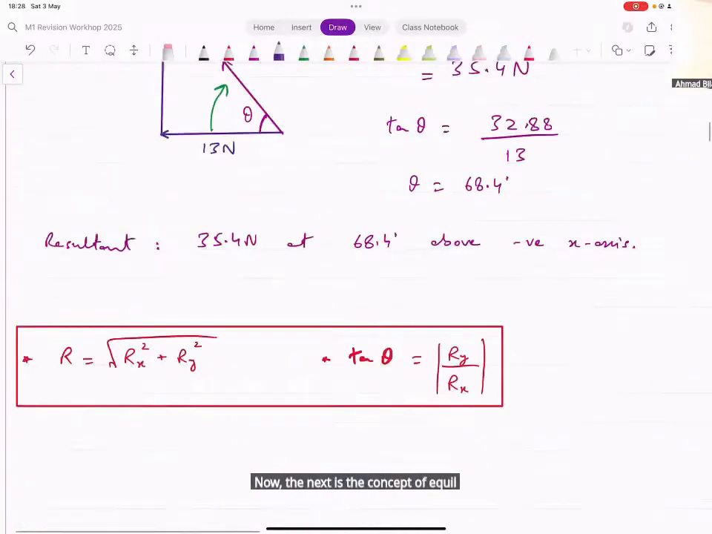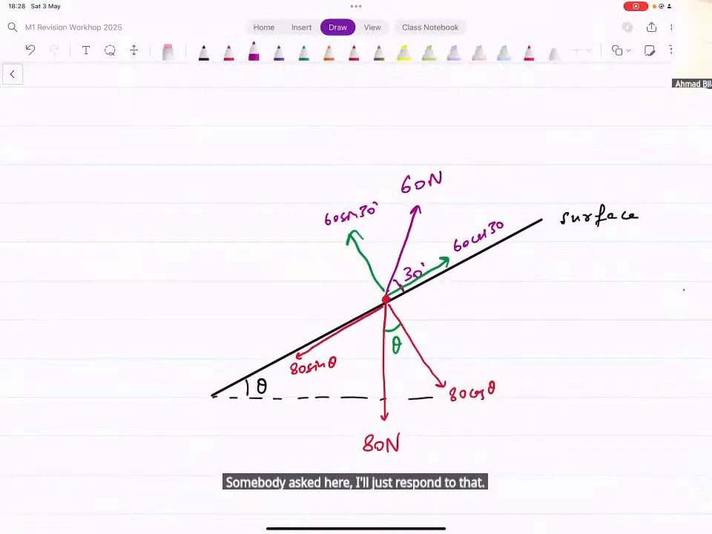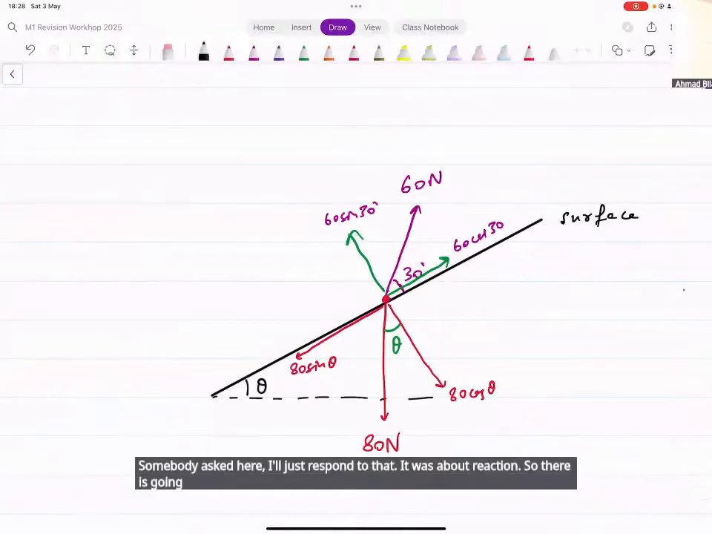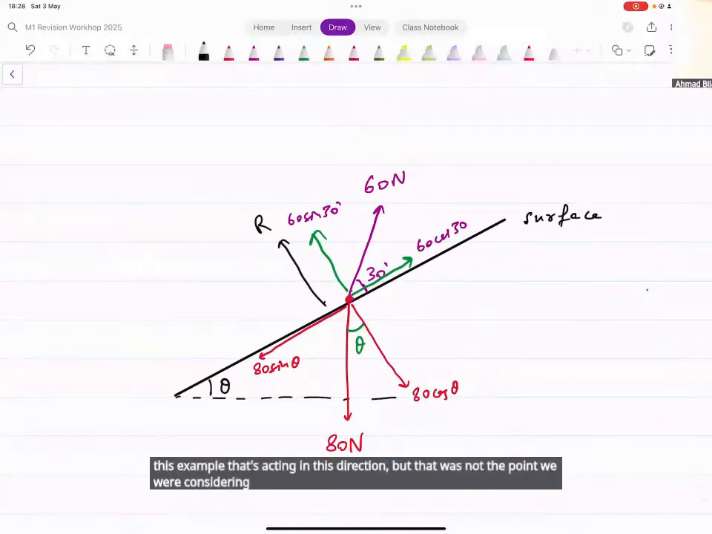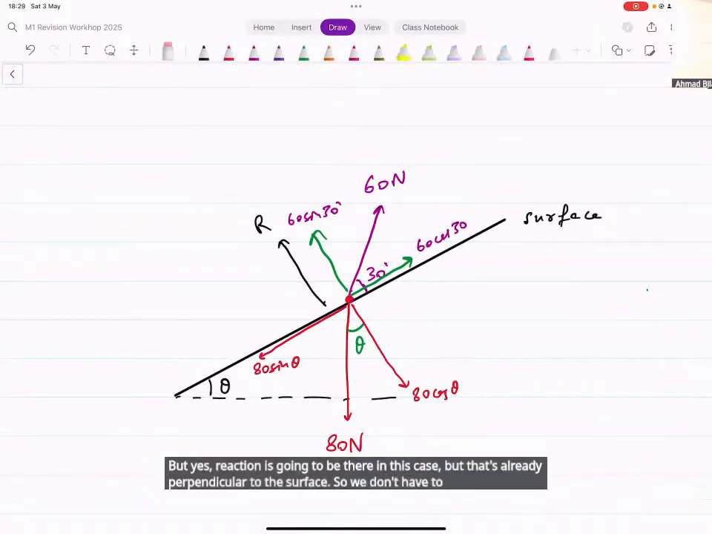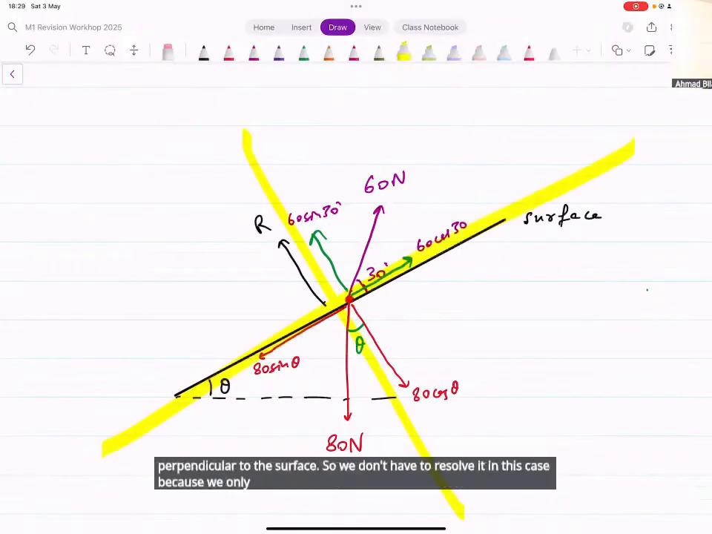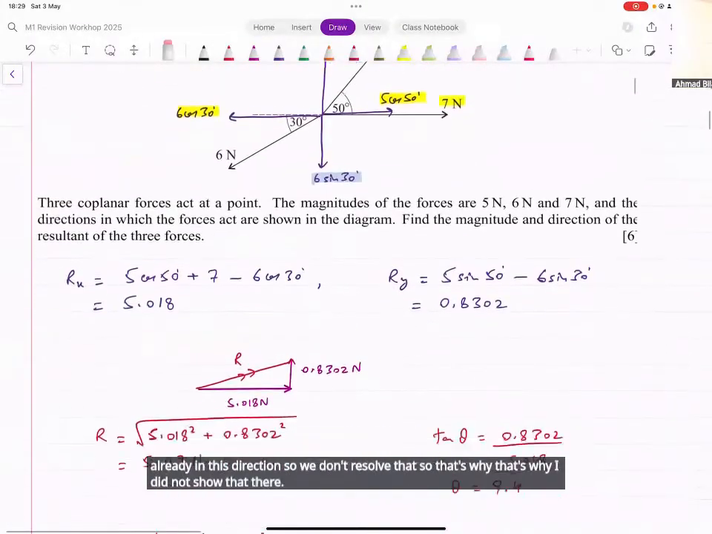Now, before we do that, just a quick question that somebody asked here, so I'll just respond to that. So it was about reaction. So there is going to be reaction in this case as well, yes. So we would have reaction in this example that's acting in this direction, but that was not the point. We were considering how to resolve forces. So this is how we resolve the 60 Newton force, this is how we resolve the weight. But yes, reaction is going to be there in this case, but that's already perpendicular to the surface. So we don't have to resolve it in this case, because we only resolve forces in these two directions. The normal reaction is already in this direction, so we don't resolve that. So that's why I did not show that there. But yes, that will be there, of course.